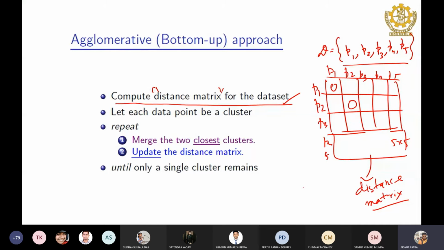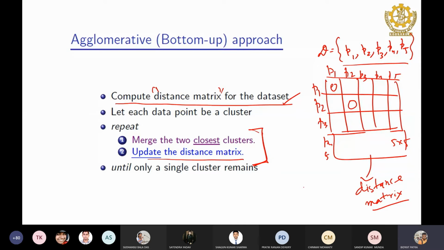Now let each data point be a cluster, because we are considering the agglomerative approach. In the agglomerative approach that we learn, each data point is considered a singleton cluster. So if there are n points in the data, then at the first step you will have n clusters. Now this is important. What is that? Merge the two closest clusters, and update the distance matrix.